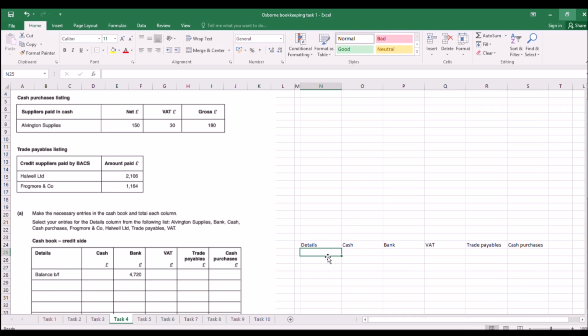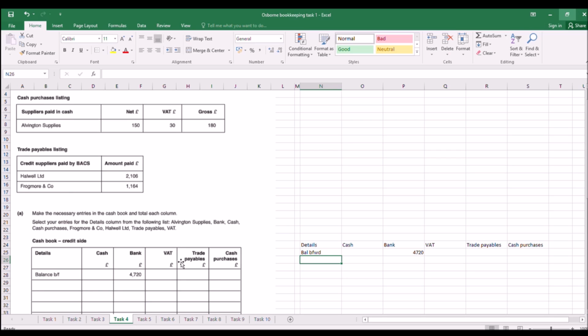So we've got our details in here, and our balance brought forward. What we can see in this balance brought forward is that we are using our cash book as part of the general ledger as well. So it's been used as both a book of prime entry and the general ledger, which is what they said right at the start in the introduction.